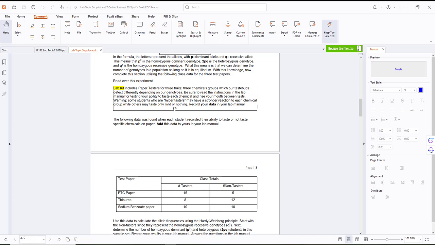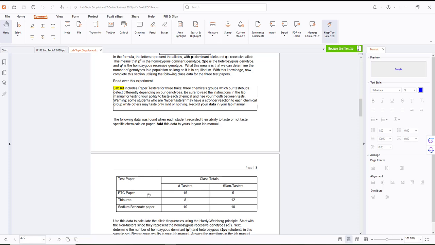Some of you might have a strong reaction to the paper, okay? So just be aware that you might have a strong reaction. You might be what's called a hyper taster. Some of you might not taste anything, it just tastes like paper. For example, I am a non-taster when it comes to PTC paper.